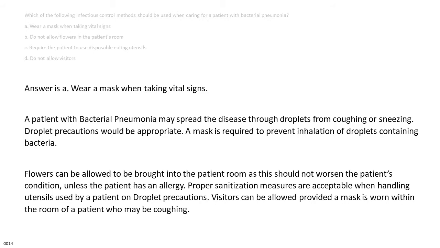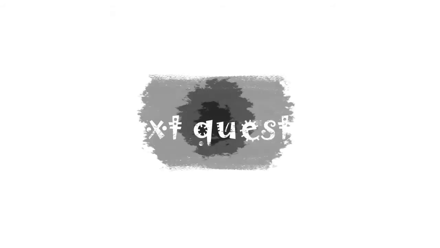Flowers can be allowed to be brought into the patient room as this should not worsen the patient's condition, unless the patient has an allergy. Proper sanitization measures are acceptable when handling utensils used by a patient on droplet precautions. Visitors can be allowed provided a mask is worn within the room of a patient who may be coughing.